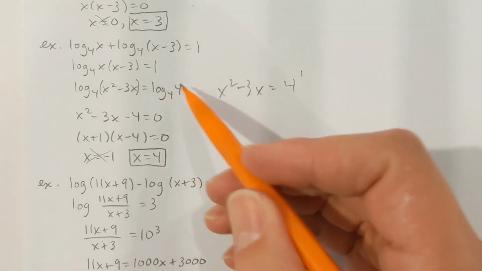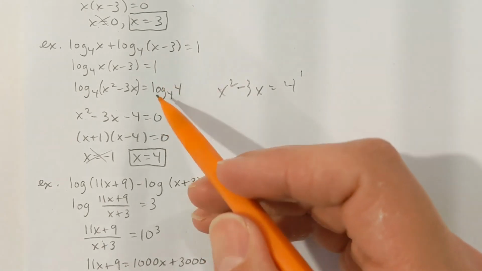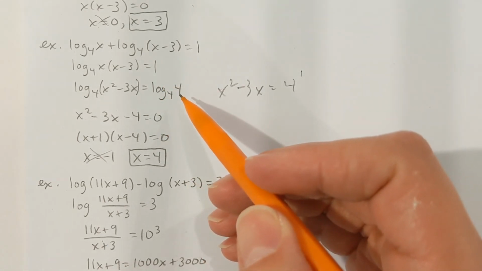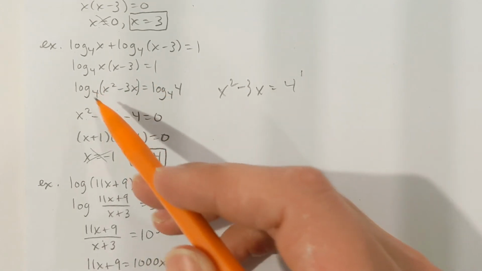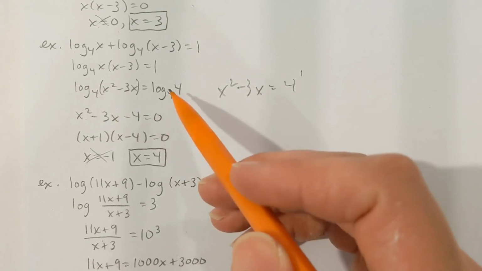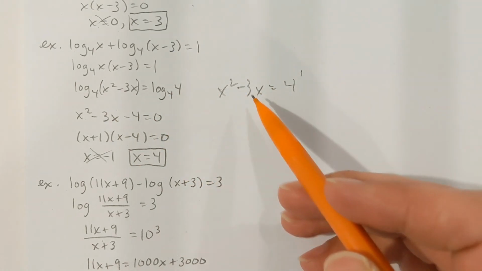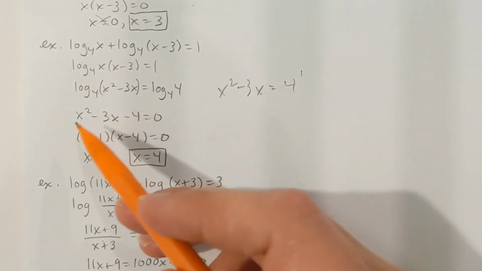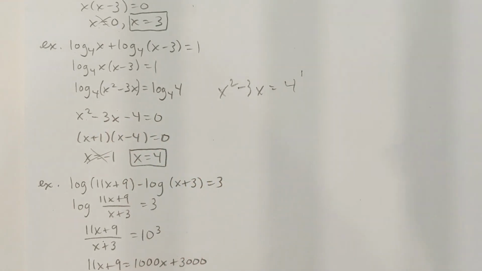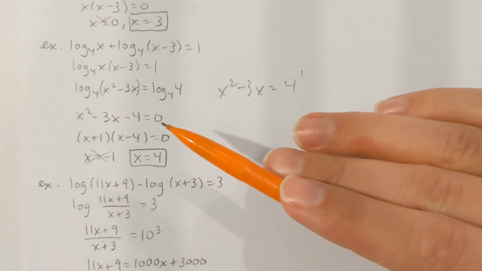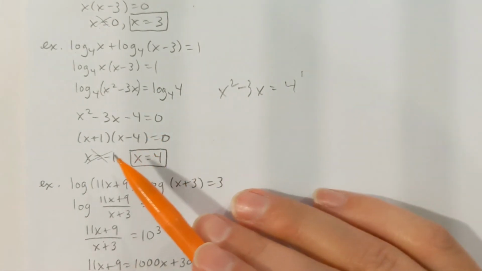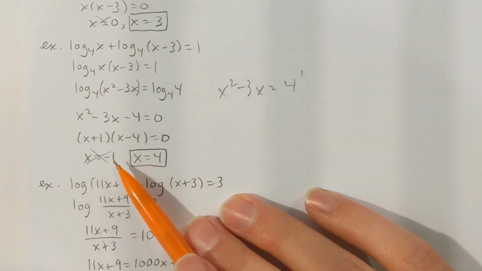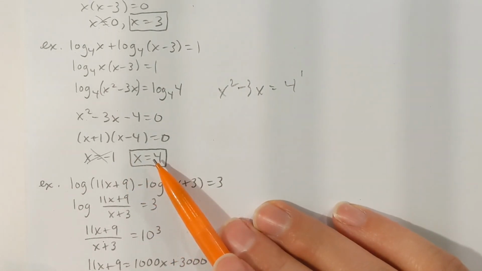Or you can get a little creative with it. 1 is the same as log base 4 of 4. And you've got log base 4 now on both sides. You can remove the log base 4 notation and set the inner terms to be equal. Subtract 4. So either way, you're still going to get to the same spot there if everything is done correctly. We have a quadratic equation, and this is going to factor. When you set the factors equal to 0, you get x equals negative 1 or x equals 4.